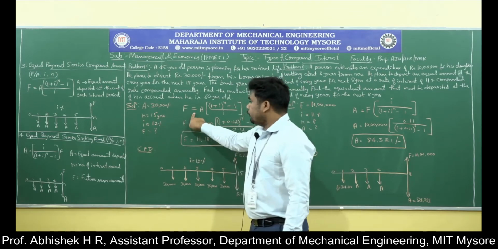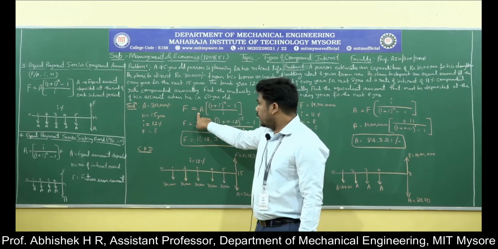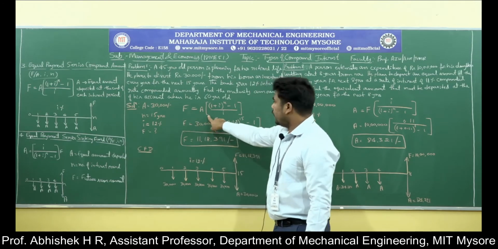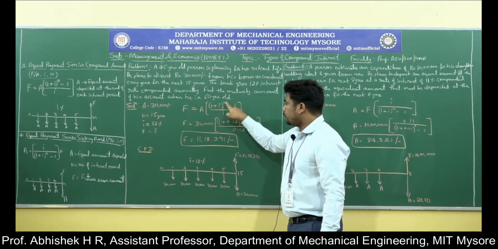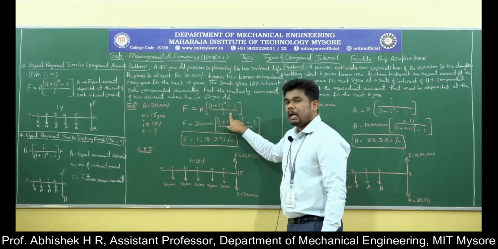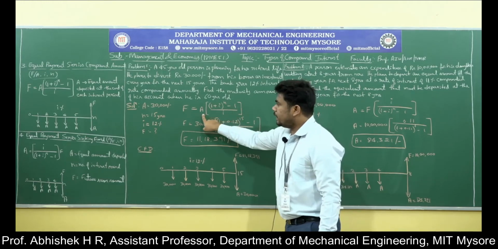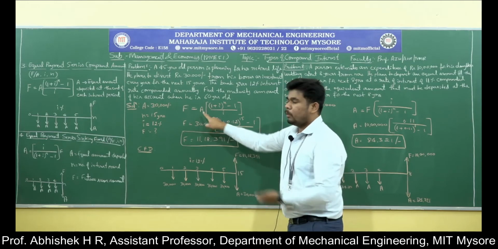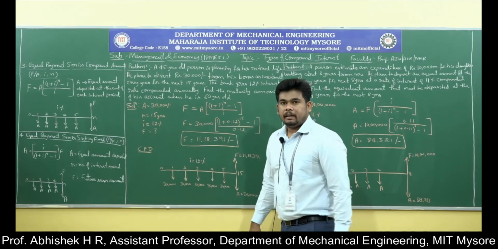To find out the future sum of amount, we know the formula F is equal to A into (1 plus i) whole to the power n minus 1, divided by i. Now here A is what? The equal amount deposited at every interest period.